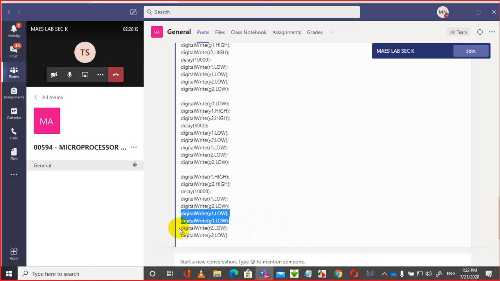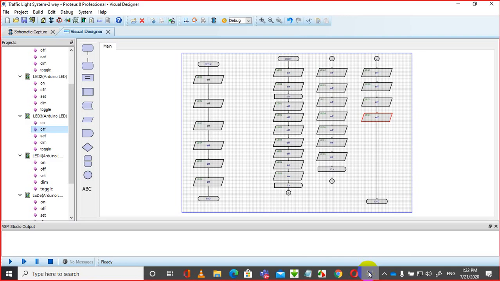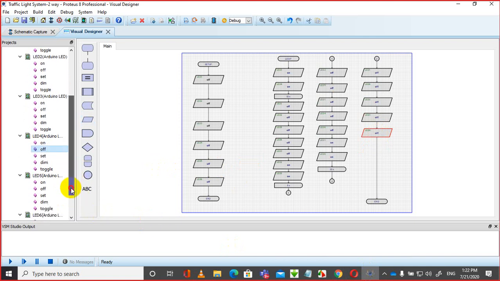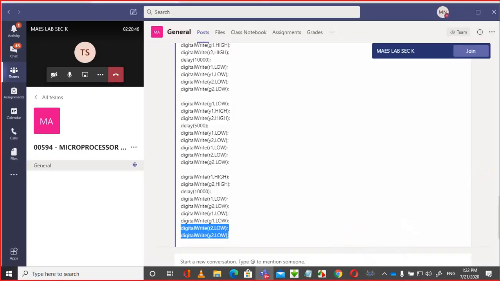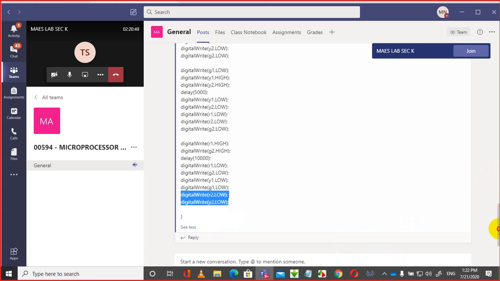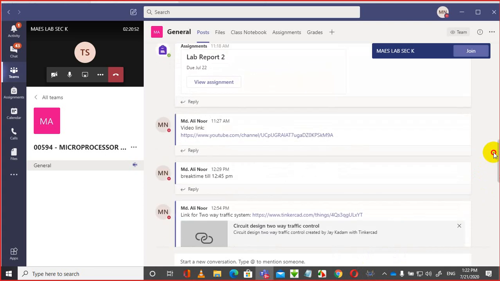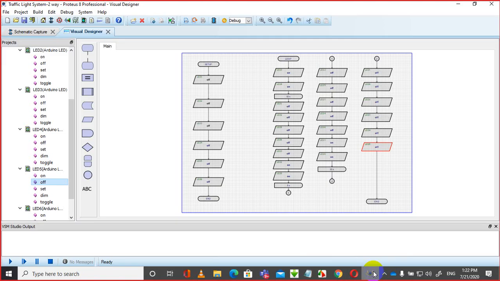Okay, and then what we do for the second lane, red is low and yellow is low. For the second lane, red and yellow. So for the second lane, red is LED 4, that is low, and yellow is LED 5, that is low. Now look at your algorithm. After that, that's the end. Okay, so we are done. So come over here.